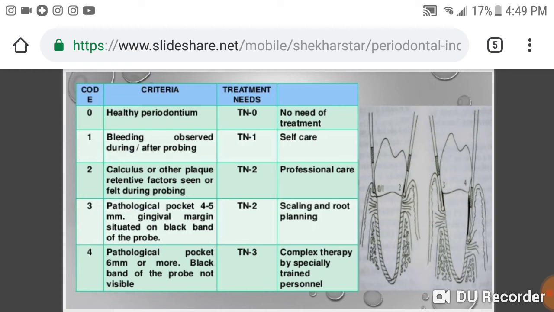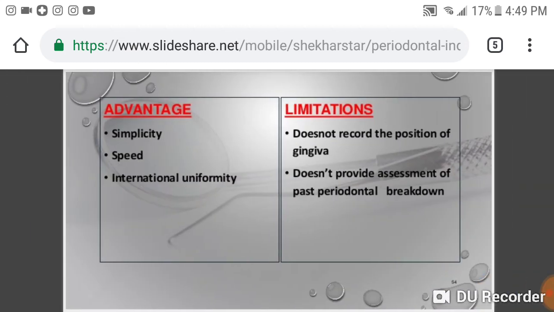Code 3, pathological pockets 4 to 5 mm deep, gingival margin situated on the black band of the probe. The scaling and root planing is the treatment need. Code 4, pathological pockets 6 mm or more, black band of the probe not visible. The treatment need is 3, complex therapy by specially trained personnel is needed.